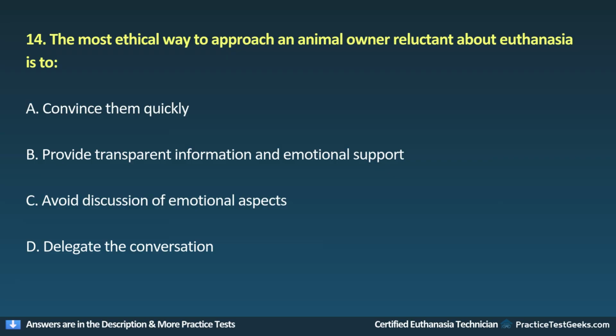14. The most ethical way to approach an animal owner reluctant about euthanasia is to A. Convince them quickly. B. Provide transparent information and emotional support. C. Avoid discussion of emotional aspects. D. Delegate the conversation.